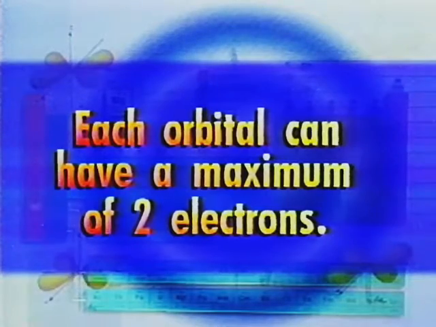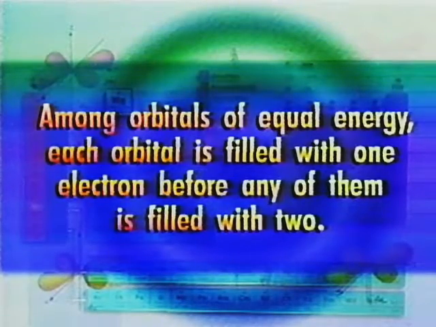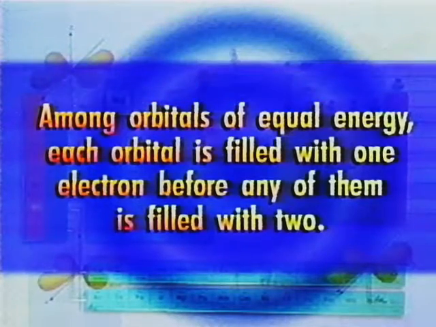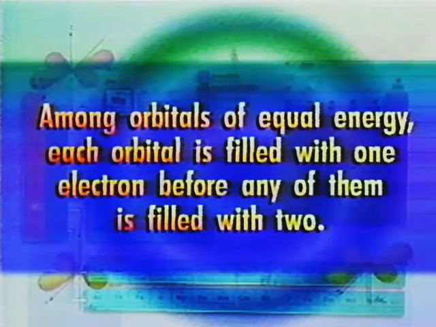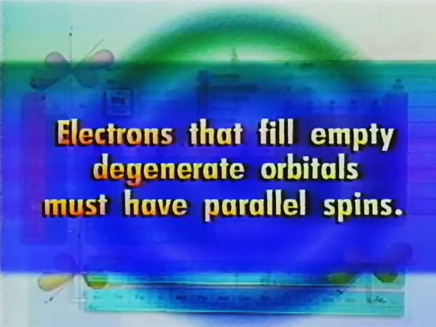This is Pauli's exclusion principle. Among the degenerate orbitals, or orbitals of equal energy, each orbital is filled with 1 electron before any of them is filled with 2. This is Hund's rule of maximum multiplicity. Electrons that fill empty degenerate orbitals must have parallel spins.